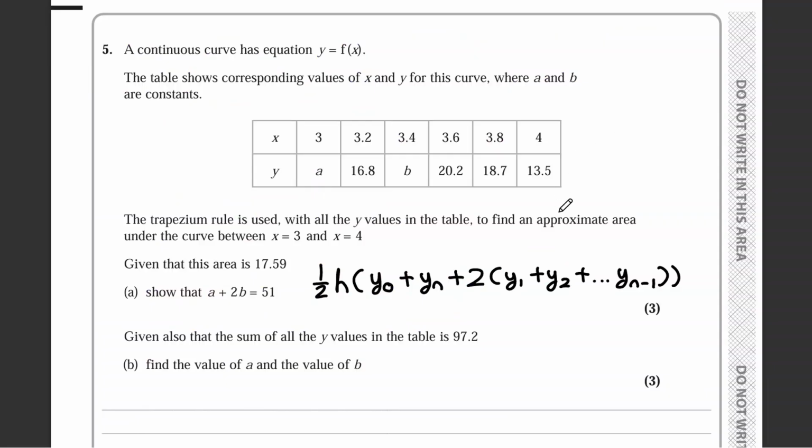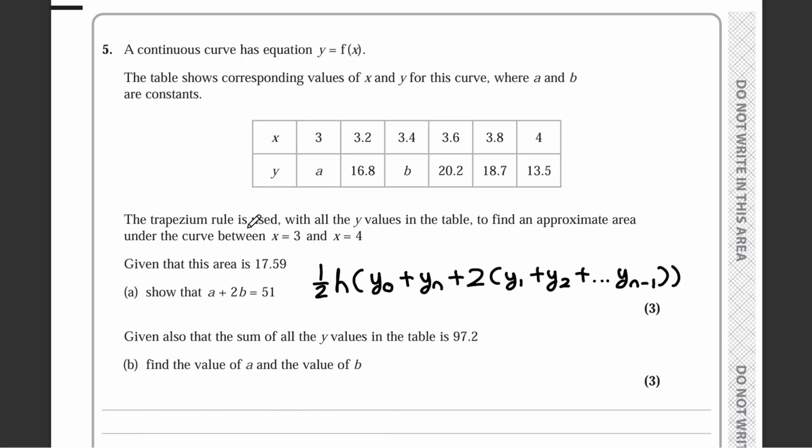Okay, so here's question 5. I've given you the formula here for the trapezium rule because it's given to you in the formula booklet. So we're told about the curve of equation y = f(x), and we're told about this table that shows corresponding values of x and y for this curve. So we have x values from 3 to 4, and in this table we can see that for x = 3, y is equal to A, and for x = 3.4, y is equal to B.